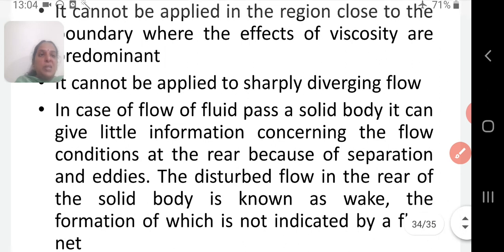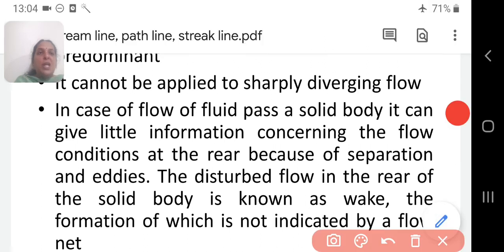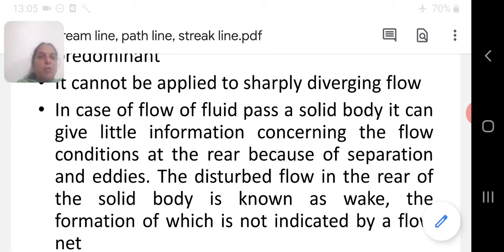And similarly, suppose this fluid passes a solid body, okay, in that case also we will not get correct information at the rear of this fluid because of the separation and eddies. Okay, so suppose you have a solid particle and the fluid passes over this solid particle, what happens here? We will not be able to get it because of the eddies. So when it hits here, some forces will develop and you will be getting some eddies. Because of these eddies we cannot find out what the flow condition is at the rear. It will also get separated like this. So because of the separation as well as the eddies, we will not be able to find out the exact flow condition at the rear.